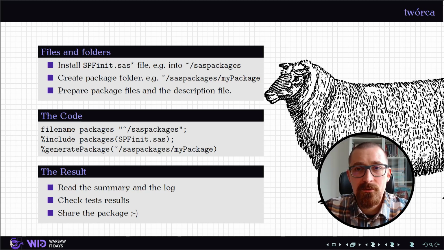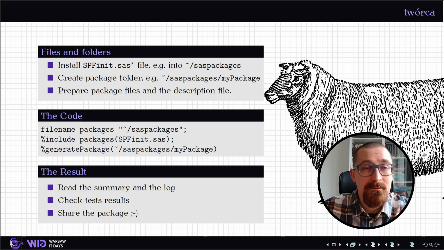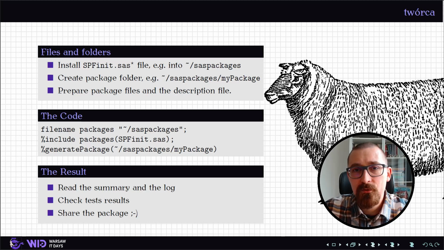When the process is finished, you basically need to check out the summary which is prepared for you both in the log and in the output window of your SAS session. You can check test results if you provided a test for your package. They will be printed out in the summary, and when everything is okay, save the hash digest of your file, share the package, share the hash digest to assure users that the package is genuine and no one else modified it in the meantime, on the road between you and the user.